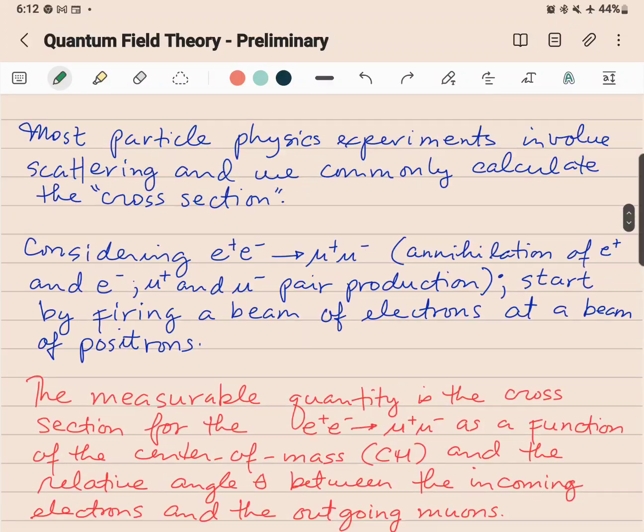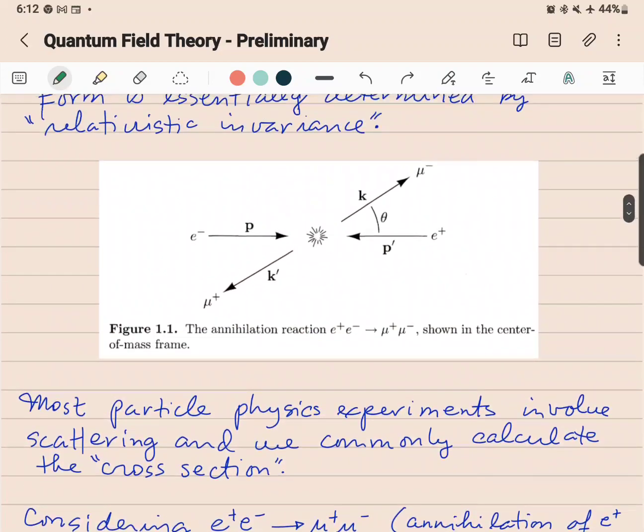As you can see, it doesn't really mean that if you collide the electron and positron at this angle, it will produce a muon and anti-muon going in the same direction, but they could be at an angle with the beam.